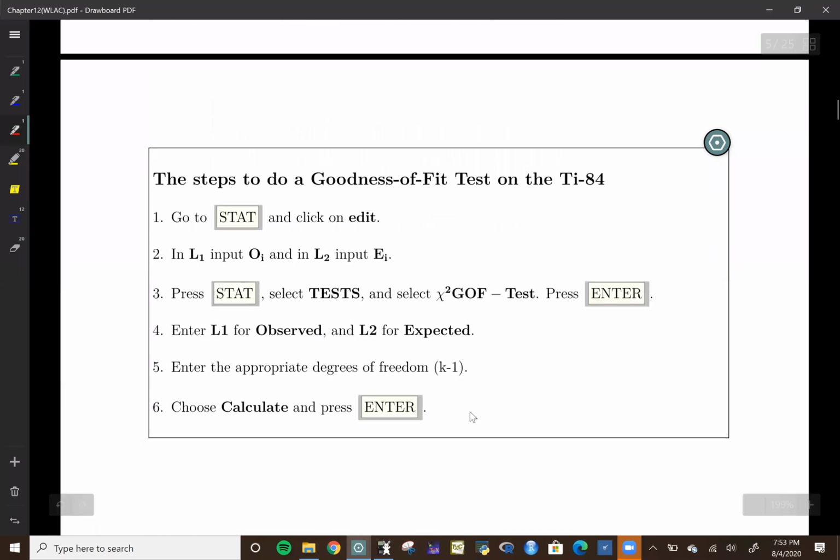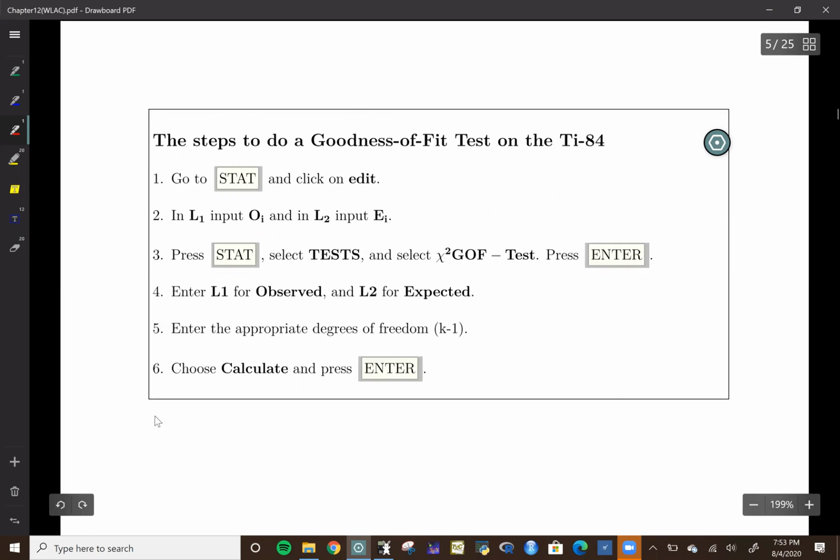All right. So in order to get the chi-square value, we're going to do this with our TI-84. For the TI-84, I put the instructions right here. Hopefully it's easy to understand. The first thing we're going to do is go to stats and click on edit. In L1, you're going to put all of your observed values. For L2, you input all of your expected values.